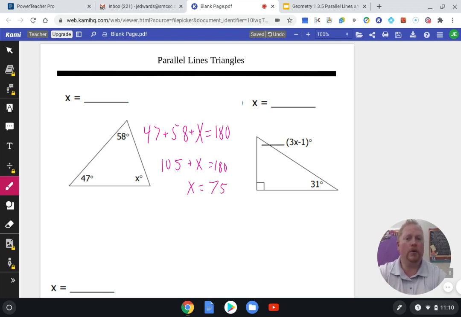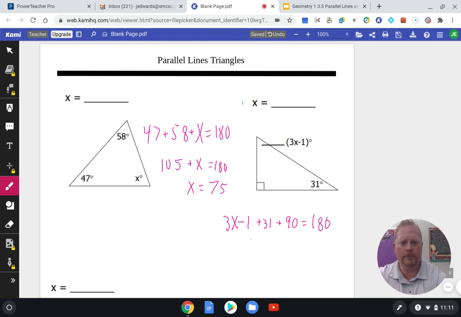It also might be a little bit more complicated than that. We could have something kind of like what we have over here, where there's not just x, but there's an expression for that angle. So I can say 3x minus 1 plus 31. And I almost left out that one angle because there's not a number there for it, but it's 90. That little box tells us that. So those three angles all together add up to 180.